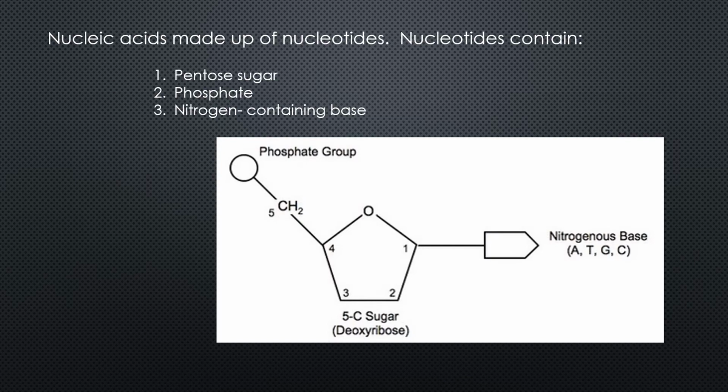Okay, so like we said, our nucleic acids are made up of our nucleotide monomers. And each nucleotide has a pentose sugar, which means a five-ringed sugar, a phosphate group, and a nitrogen-containing base.